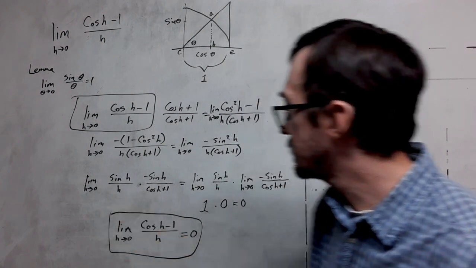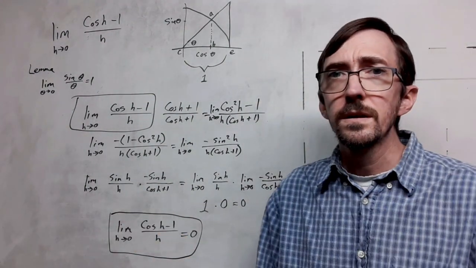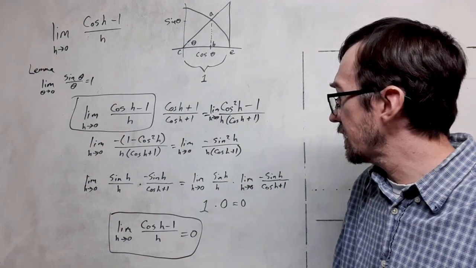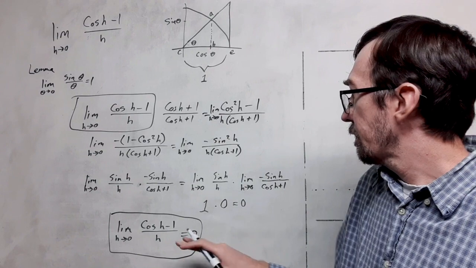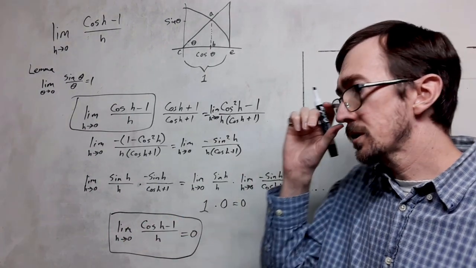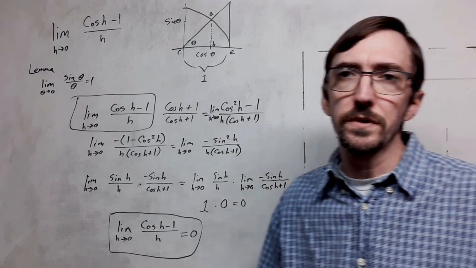And that concludes our proof. Hopefully this has added a little insight in why this limit is going to 0 and some of the things that go into proving that.